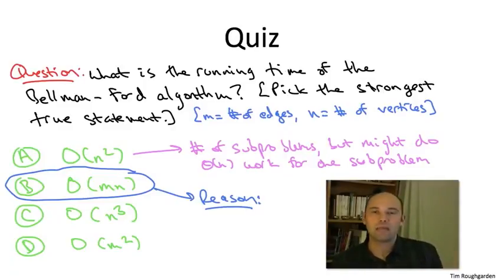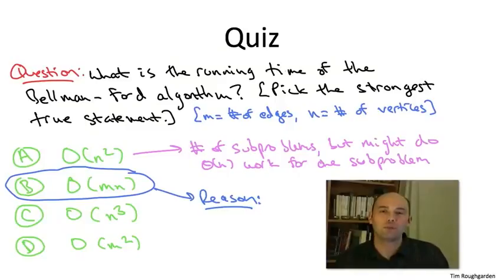Now, why is O of mn better than n cubed? Well, what is m? In a sparse graph, m is going to be theta of n, and in a dense graph, m is going to be n squared. So if it's a dense graph, it's true big O of mn is no smaller than n cubed, but if it's not a dense graph, then this really is an improved upper bound.